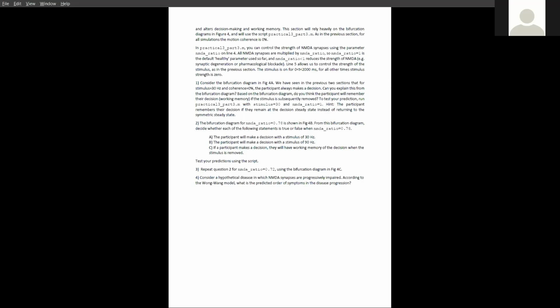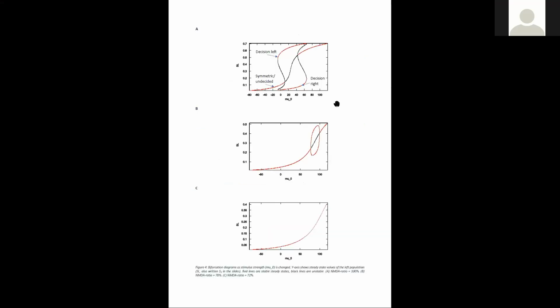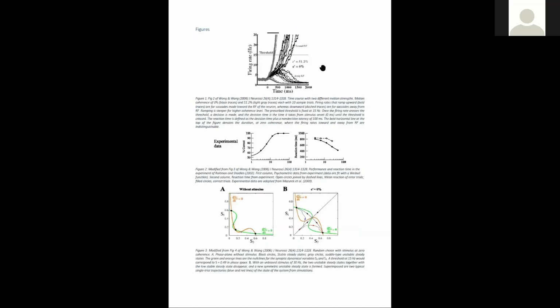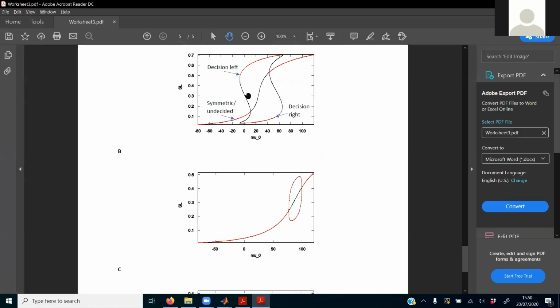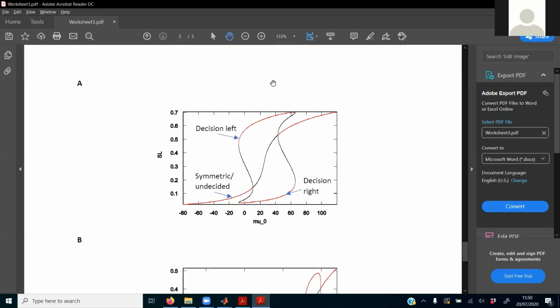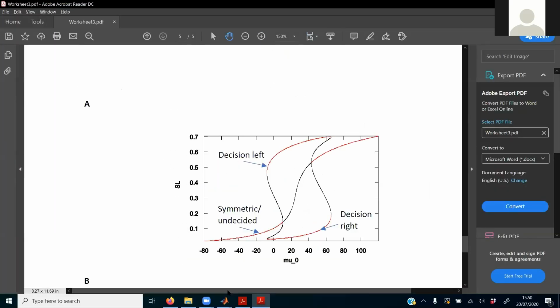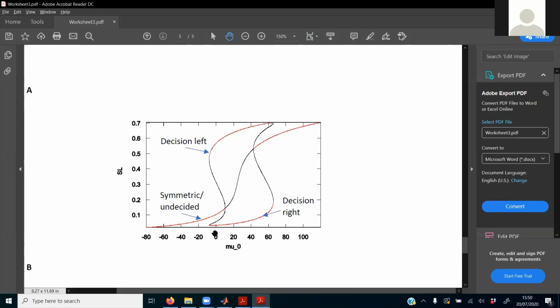So let's take a look at the bifurcation diagram in figure 4a. So that's up here. Can I zoom? If I come out of this mode, here we go. Right, so the bifurcation diagram is shown here. So what it shows is mu0 here is the stimulus, okay? And SL is the strength of the left population synapses. So for mu0, red shows a stable steady state, and black shows an unstable or a saddle steady state.